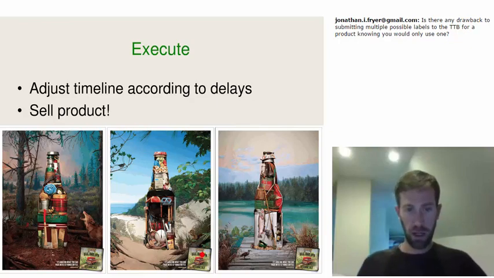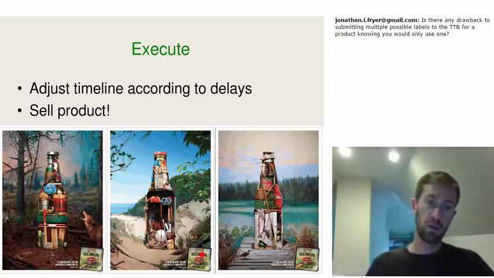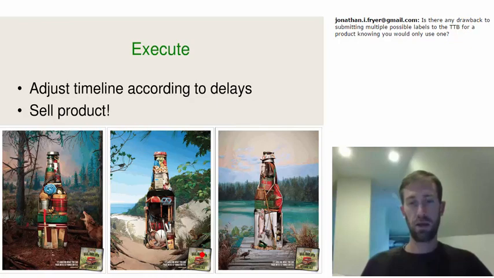John asked, is there any drawback to submitting multiple possible labels to the TTB, knowing that you would use only one? You know, I don't think there's necessarily a drawback. I would imagine TTB, if you did that too many times, might have a tendency to slow your approval process down even further, just because they know that you're not necessarily counting on any one of those with all of your heart, that you're interested in more than one. So I would be leery of doing that very often.